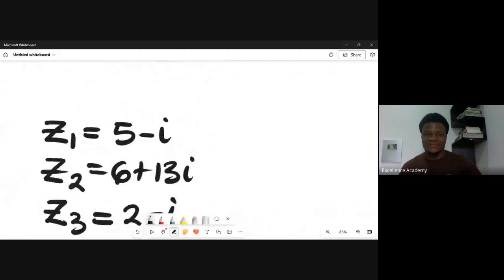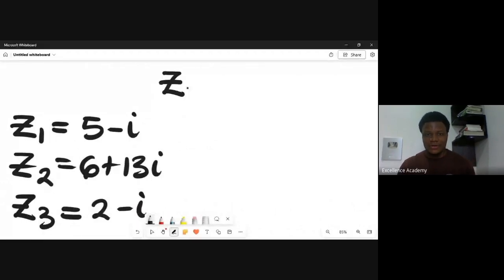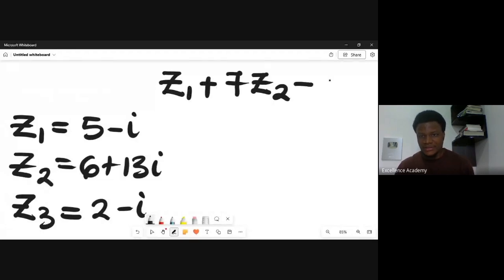So here's your task. Your task is simple. Find the value of Z1 plus 7Z2 minus Z3. So you have this. All right. Z1 plus 7Z2 minus Z3. Solve this and then leave your answer in the comment section. If you have to factorize, please make sure you factorize and leave your answer in the comment section, and I'll tell you if you're correct.